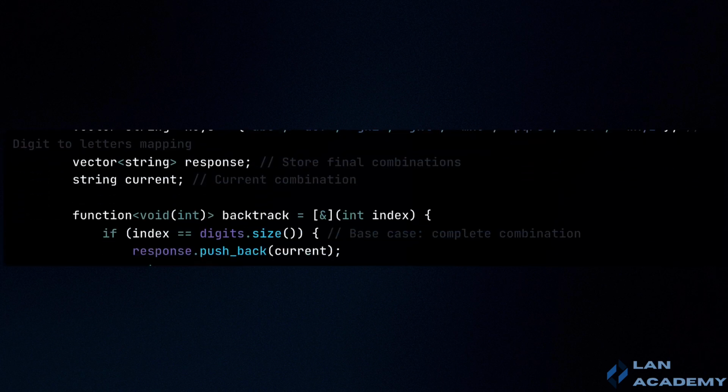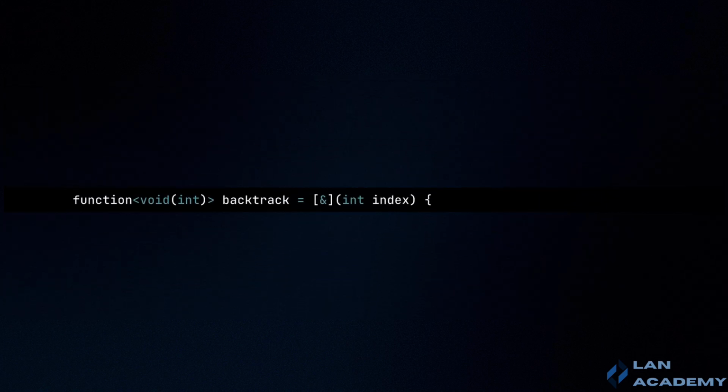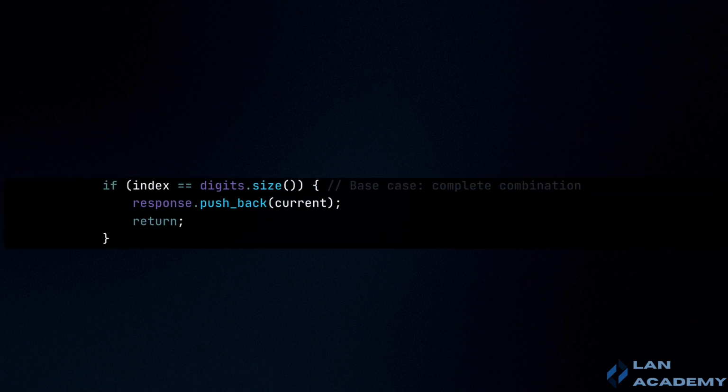The core of the solution lies in a recursive function, which we define as a lambda in this case. This function, backtrack, takes an integer index as its parameter, representing the current position in the input string we are processing. If the index is equal to the length of the input string, it means we've built a complete combination. At this point, we add the current string to the response vector. This step ensures that each valid combination is captured and stored.